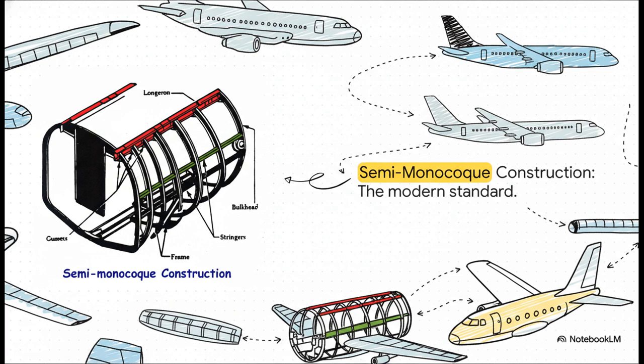The skin still carries most of the load, but now it's reinforced by an internal skeleton. You have these circular frames that give it its shape, and then you have longerons and smaller stringers running the length of the plane. This combination gives you the absolute best strength-to-weight ratio possible.